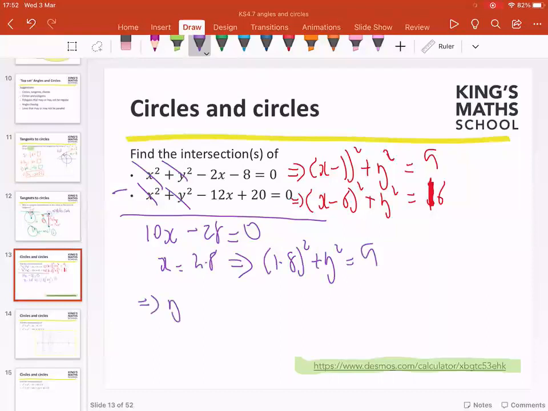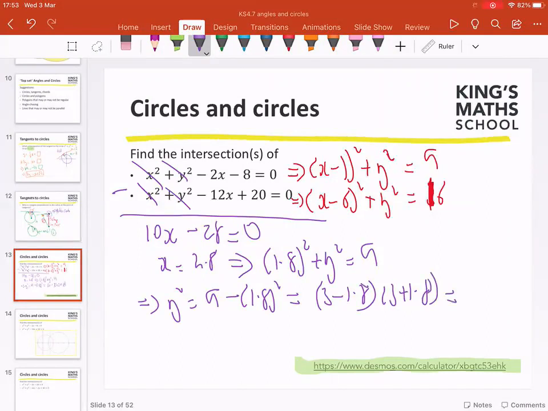And that tells me that y squared is 9 subtract 1.8 squared. Now, obviously, they're going to go for their calculator. Stop them. They don't need to do that. Difference of two squares. This is 3 subtract 1.8. This is 3 plus 1.8. So using the difference of two squares, the numbers are obvious to us, very not obvious to the students. And so we get 1.2 times 4.8.